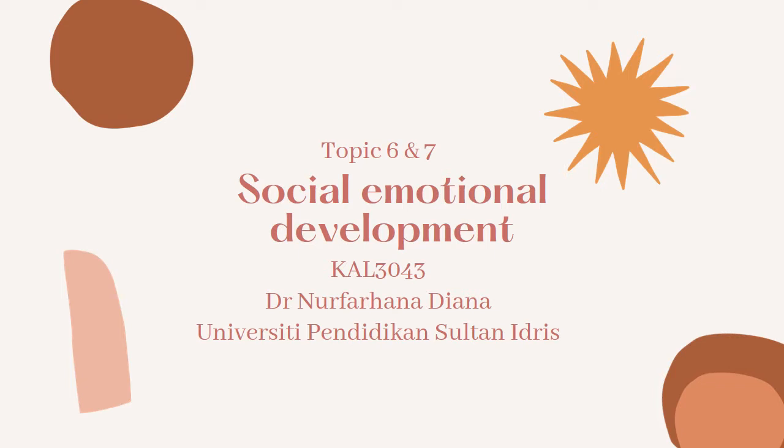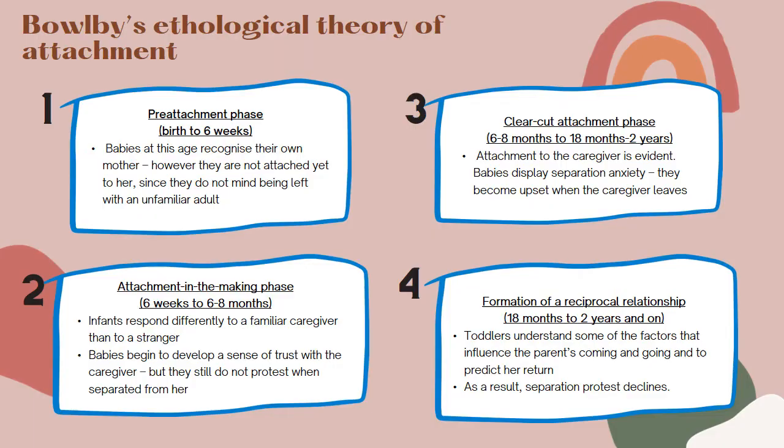So in this video, we're gonna cover two topics together, topics 6 and 7, social emotional development. I think you already know the definition of social and also emotional. So basically, social refers to the process by which a child learns to interact with others, while emotional includes feelings and emotions. In these two topics, there are a few theories that you need to know.